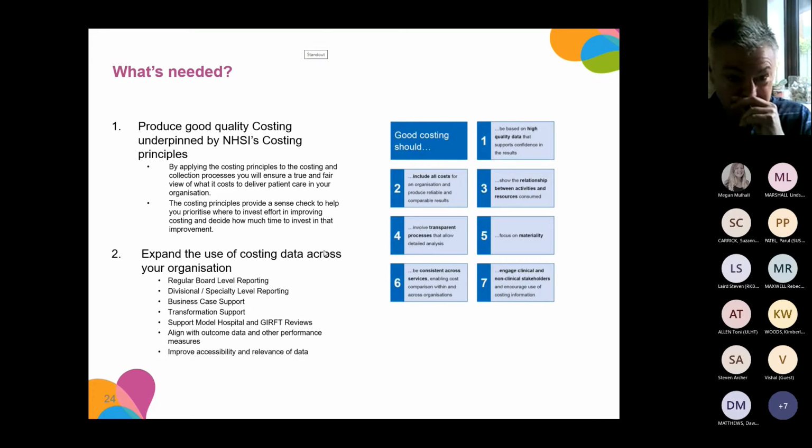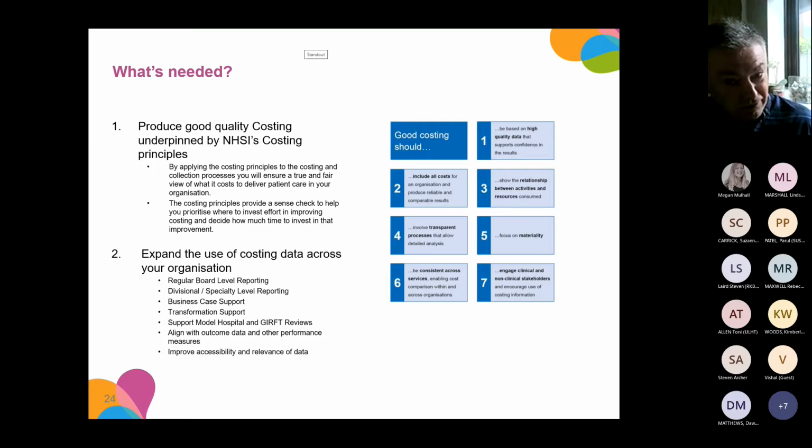And expand the use of costing data across your organisation. I provide regular board level reports. Our divisional teams have access. We've got 600 CLIC licenses, which means that clinicians and divisional teams can go in and look at these reports. We update our PLICS monthly. A lot of organisations do theirs quarterly. Business case support, transformational support, which is where most of my work is now.